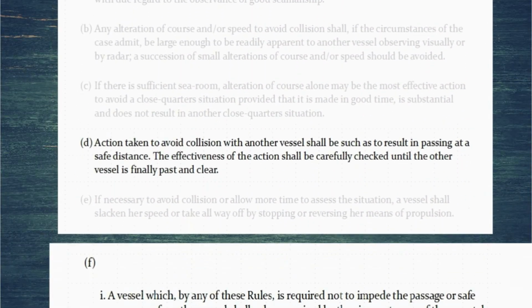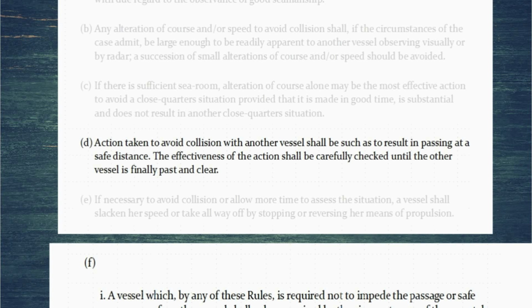Action taken to avoid collision with another vessel shall be such as to result in passing at a safe distance. The effectiveness of the action shall be carefully checked until the other vessel is finally passed and clear. So again, this is kind of a common sense paragraph. You need to take action that's going to keep you a safe distance. The rule doesn't tell you what that safe distance is, but that will depend on your vessel. So whatever action you take, make sure you have a safe distance.